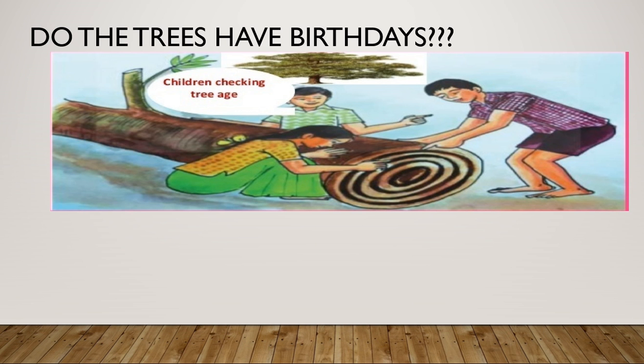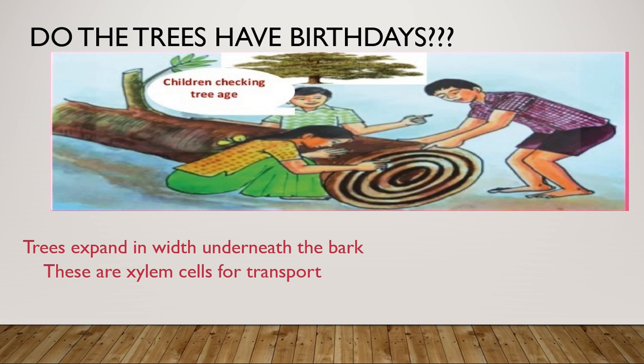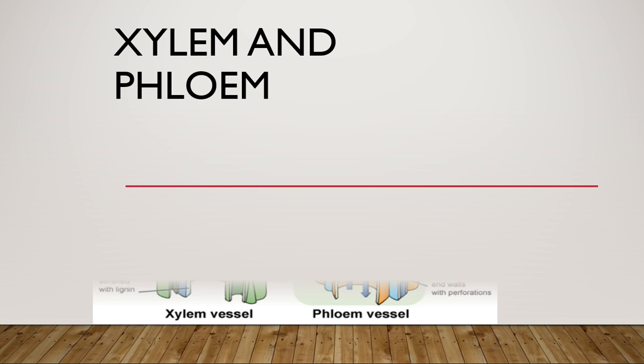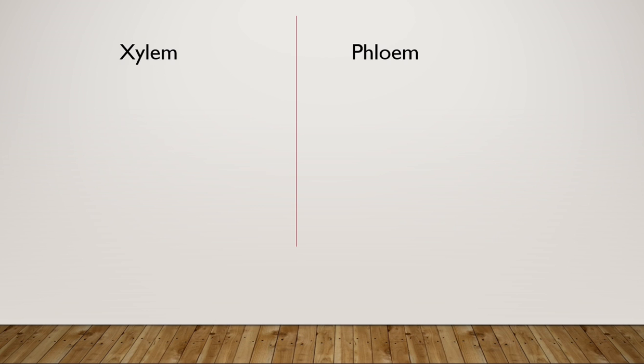Now, even we have birthdays, right? So the trees also have birthdays. The trees expand in width underneath the bark. These are xylem cells which are used for the transportation of water. Only one ring grows every year, and that is why we can determine the age of the tree by analyzing the rings.